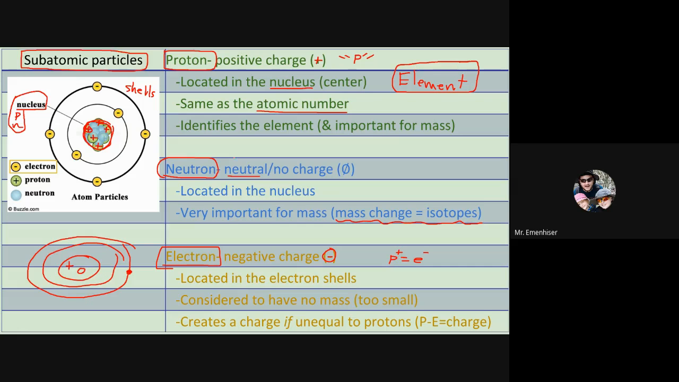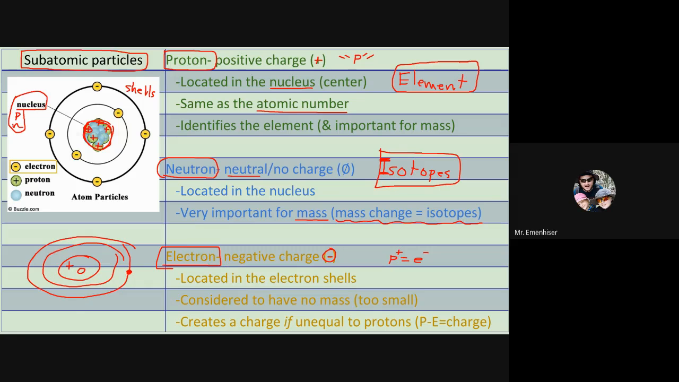Neutrons have no charge. They're located in the nucleus. They are very important for mass, so they affect the mass number. If you change the number of neutrons in an atom, then we're talking about isotopes. So that's a very important word that we need to associate with neutrons. If you change the number of neutrons, you change the mass and you change isotopes.